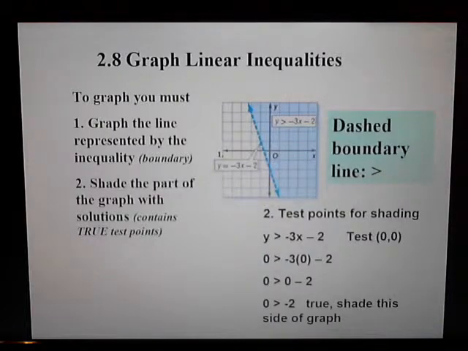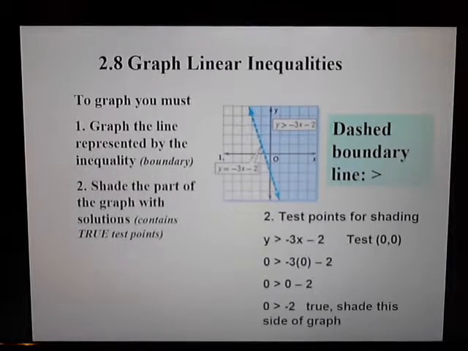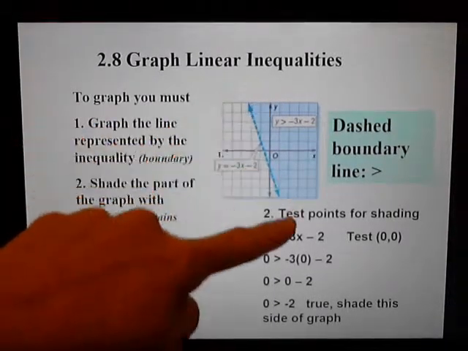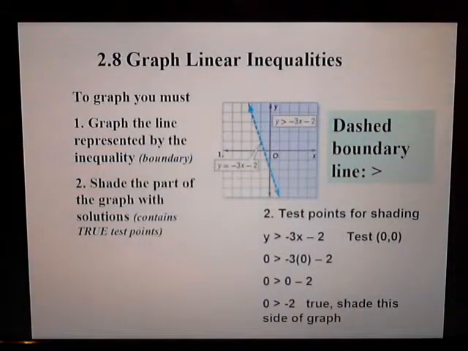Later, absolute value inequalities. So here are the things you will need to do. You will first need to graph a line represented by the inequality. That is called your boundary. You will need to shade part of the graph with the solutions. And to do that, you can test true points for sure to know where you're supposed to shade.